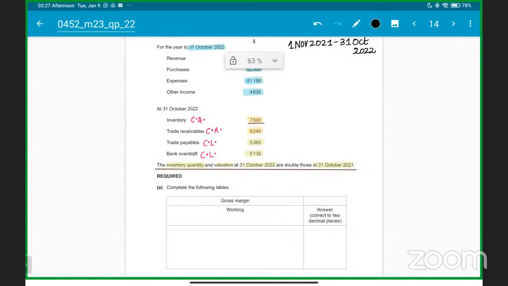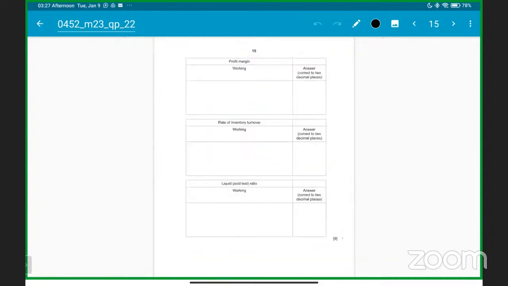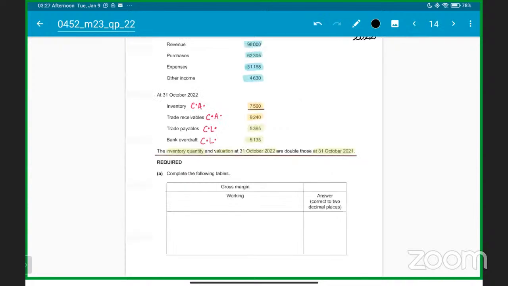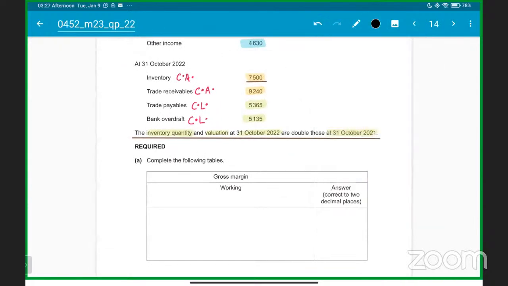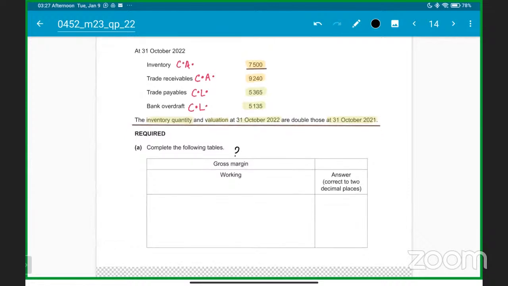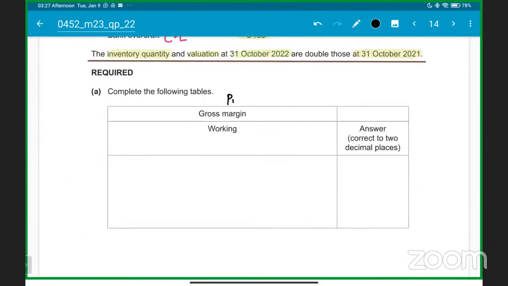Clear? So now the important thing will be how do you find the gross margin? That is, complete the following tables. We have to find out the ratios for 9 marks. 4 ratios we have to find. First thing, gross margin is a profitability ratio. And what is the gross margin about? The gross profit over the revenue or the sales. Okay, the gross profit over the revenue. That's it, gross profit over the revenue.